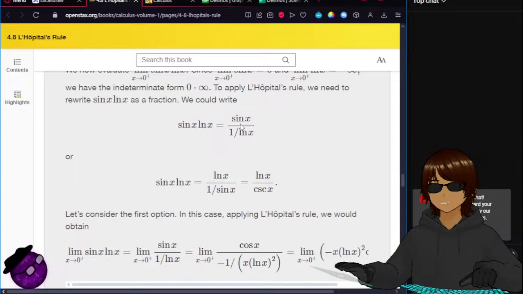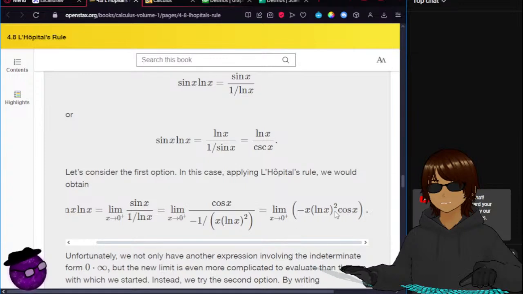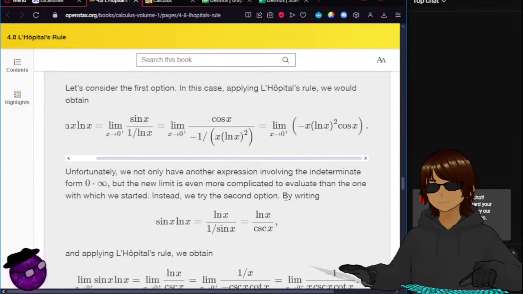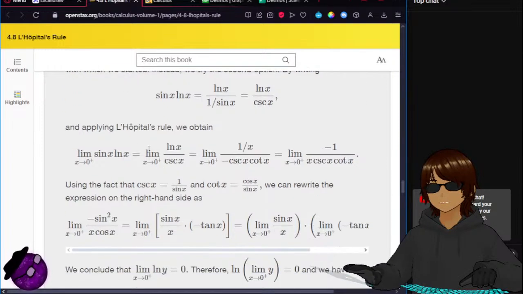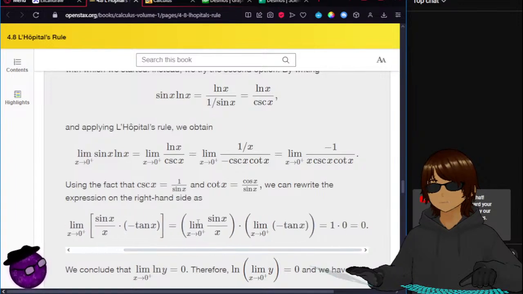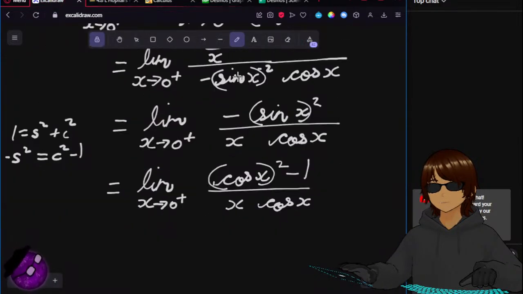So in the first option, what they did, and they reached here. Now they tried the second option. Cosecant x cot x, using the fact that cosecant x, we can rewrite this. Wait, I think I reached here, right? Yeah.